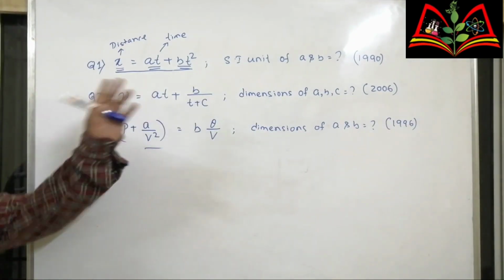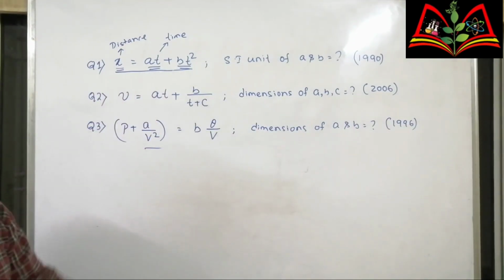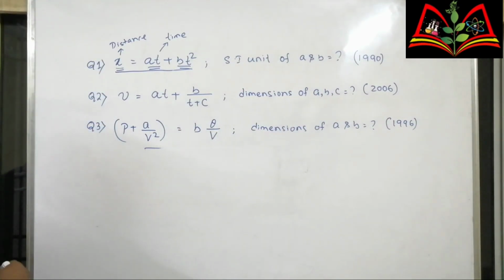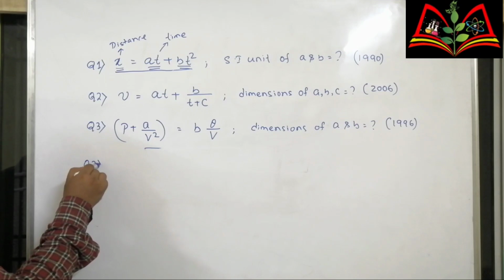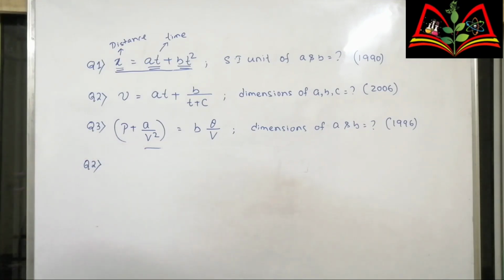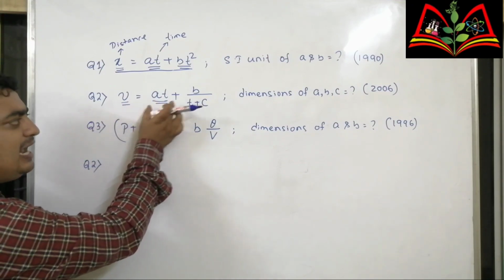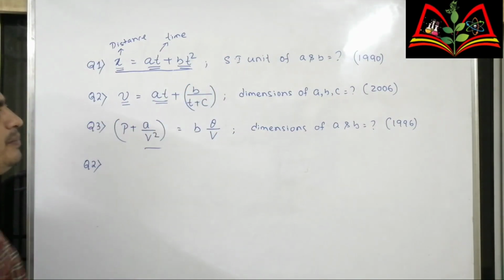V equal to A T plus B by T plus C. What are the dimensions of A, B and C? Now I am proceeding for question number 2. Now here the terms are V, AT and this term, B divided by T plus C.